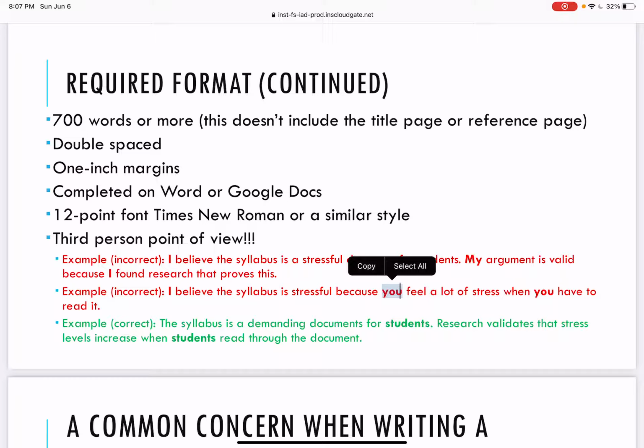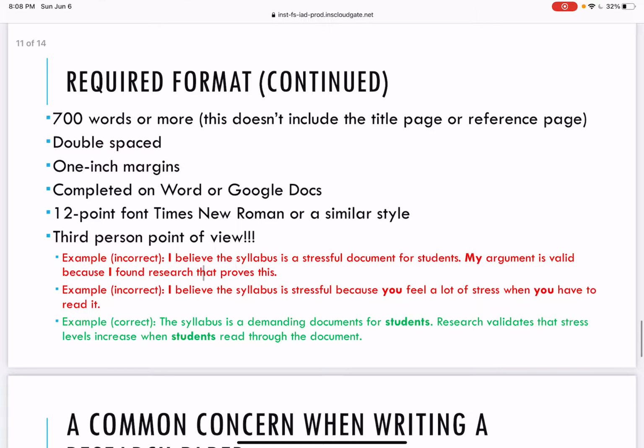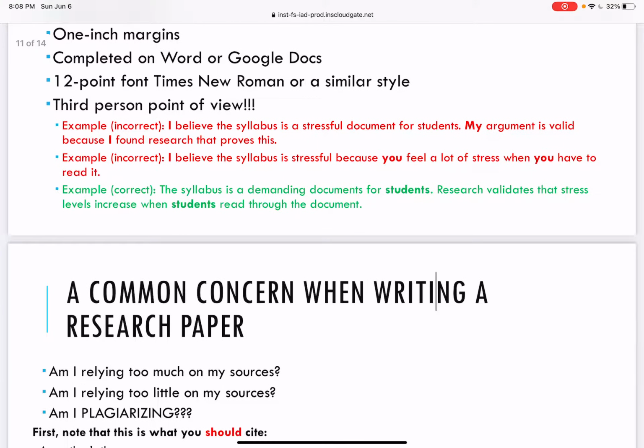It loses the formality of the essay tone, and you don't want to call the audience out. You're not directing them to do anything. You're just sharing the perspectives. Third person is correct: students, they, them, people, society, it, anything like that is third person perspective.